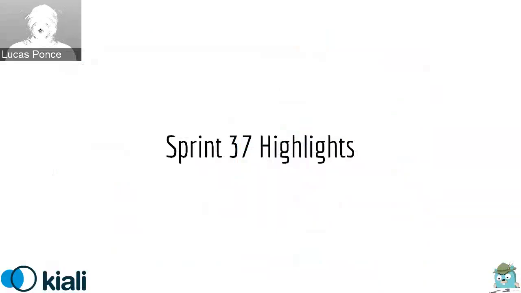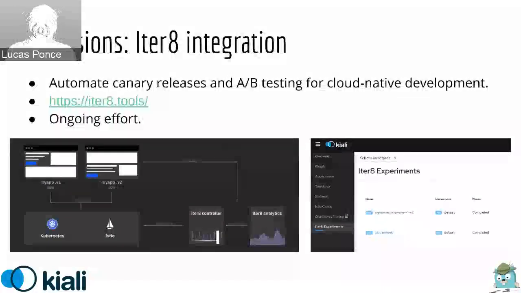So, a couple of highlights of Sprint 37. What are the major areas that we are working on? We introduced in the previous sprint the concept of extension in Kiali to allow other projects to integrate within the project and to introduce new features in Kiali. One of the first integrations that we have is the ITER8 project integration. If you don't know it, ITER8 is a project to automate canary releases and provide A/B testing for cloud native development. So it's a pretty cool project. You can see more details at the ITER8 tools URL.